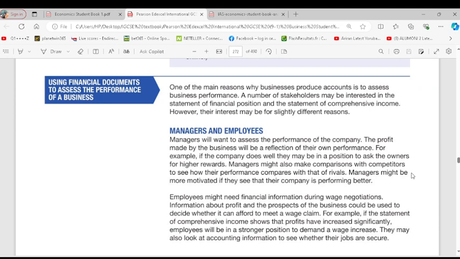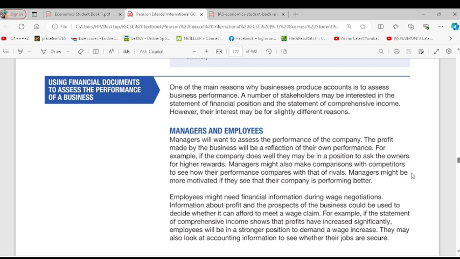One of the main reasons why businesses produce accounts is to assess business performance. A number of stakeholders may be interested in the statement of financial position and statement of comprehensive income. However, their interest may be for slightly different reasons. So, we have stakeholders. Stakeholders are those group of people who have interest in the day-to-day running of the business, in the business activity. But their interests are slightly different from one another. So examples of stakeholders, we have employees, the managers, the investors, the banks, the customers, competitors. A lot of them are there. So all of them have different needs, different interests in the business.